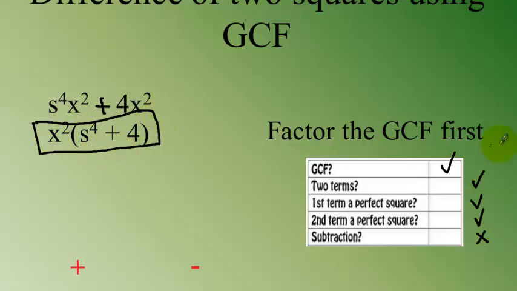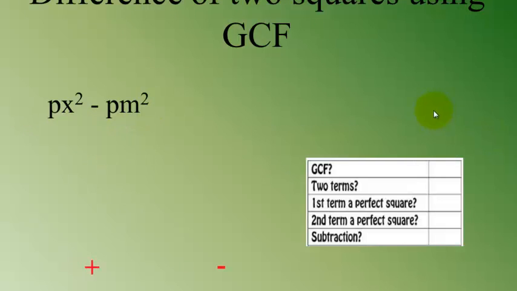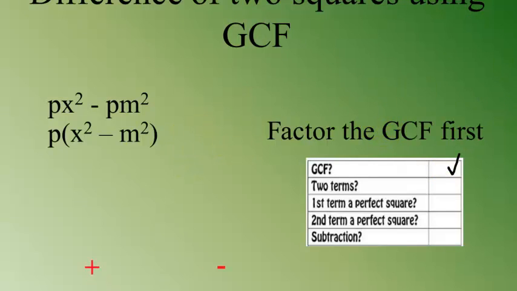x squared times x to the fourth plus 4. Next, Px squared minus Pm squared. Do we have a GCF? So P is a common factor. We can bring out our P. So we have x squared minus m squared. Do we have two terms? We have two terms inside the parentheses. Is the first term a perfect square? Yes. Is the second term a perfect square? Yes. Do we have a subtraction in between? Yes. So we can use DOS for the expression inside the parentheses.